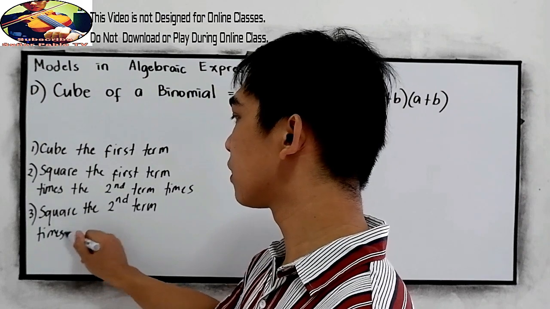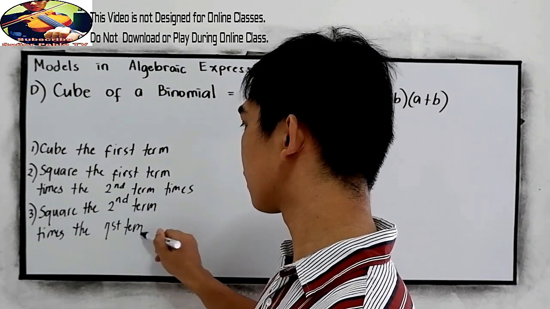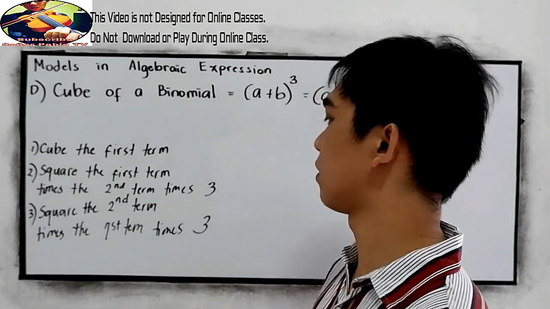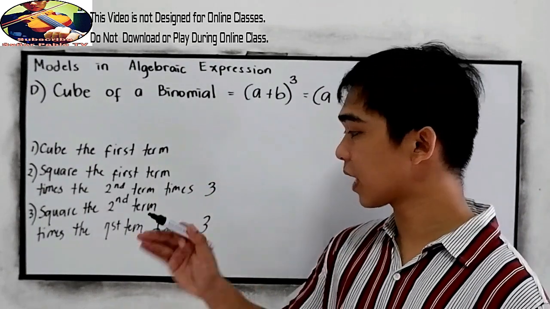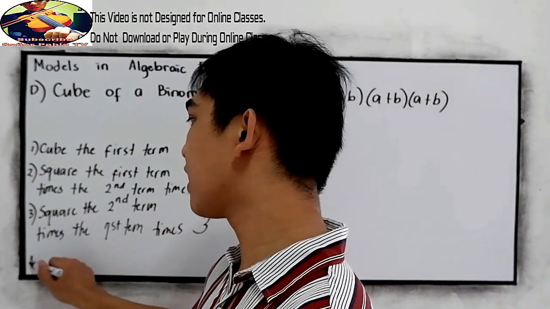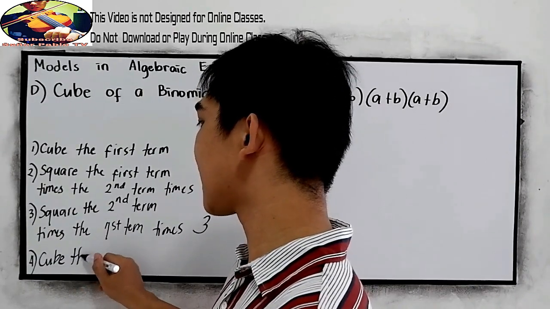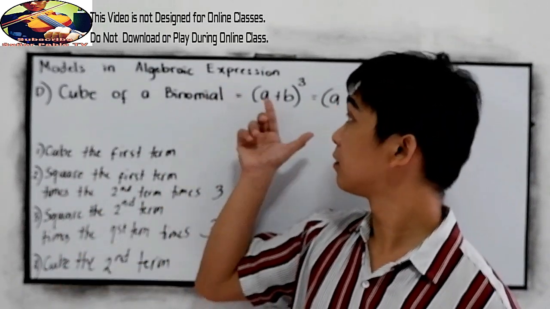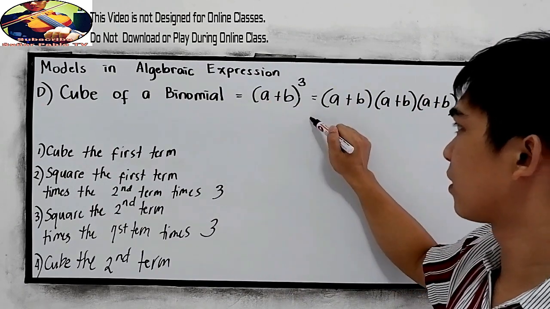times the first term times 3. Okay. Square the second term times the first term times 3. And for the last term, cube the second. And now let us apply our shortcuts in our cube of a binomial. So let's have this example.